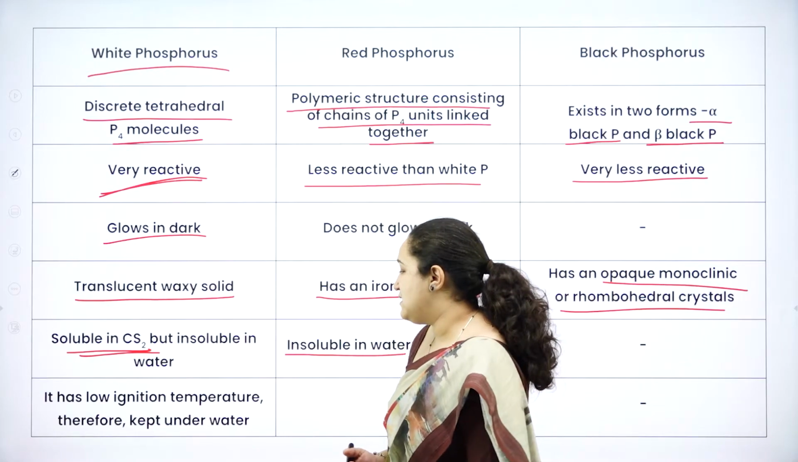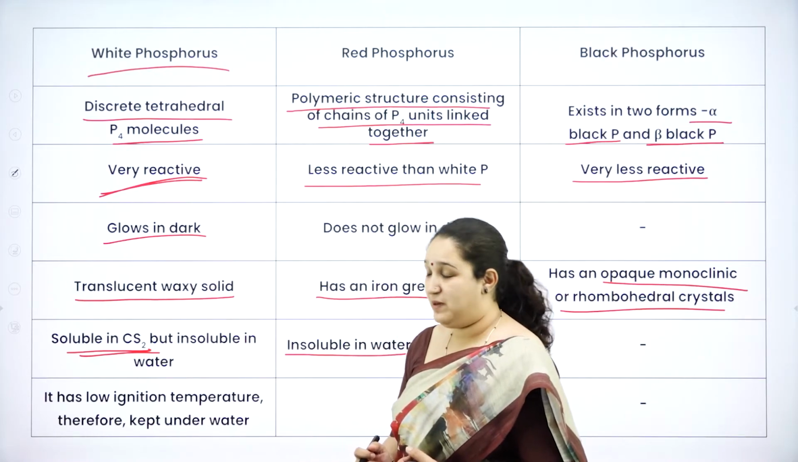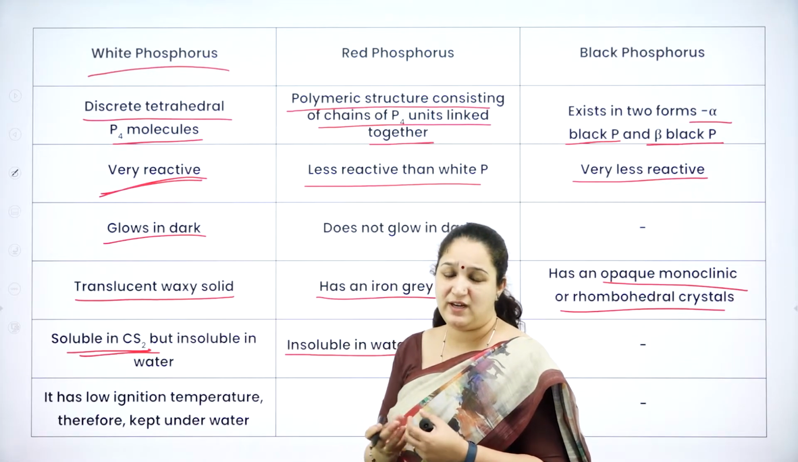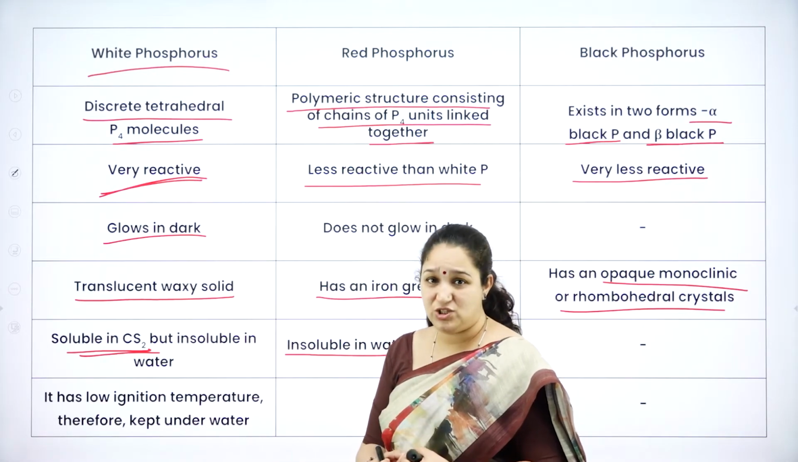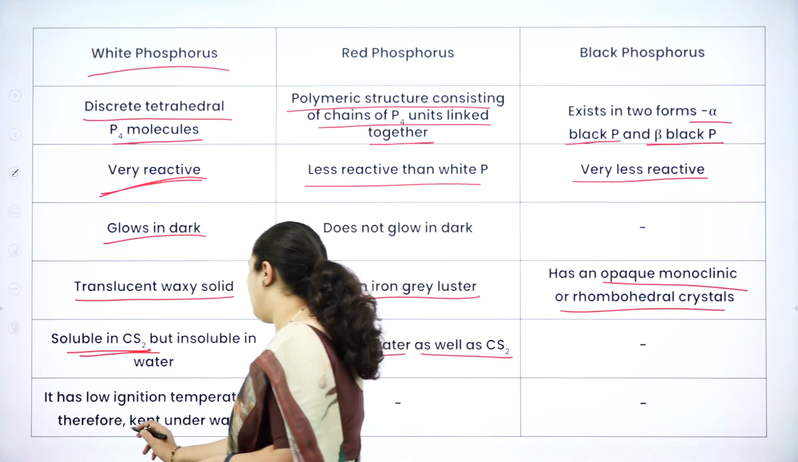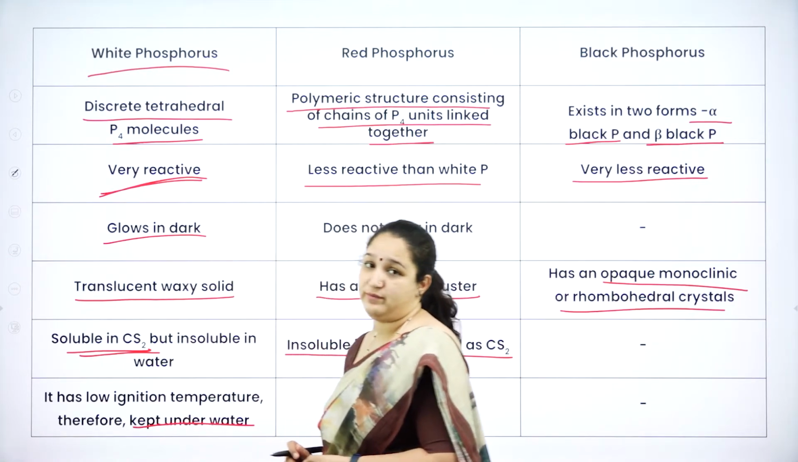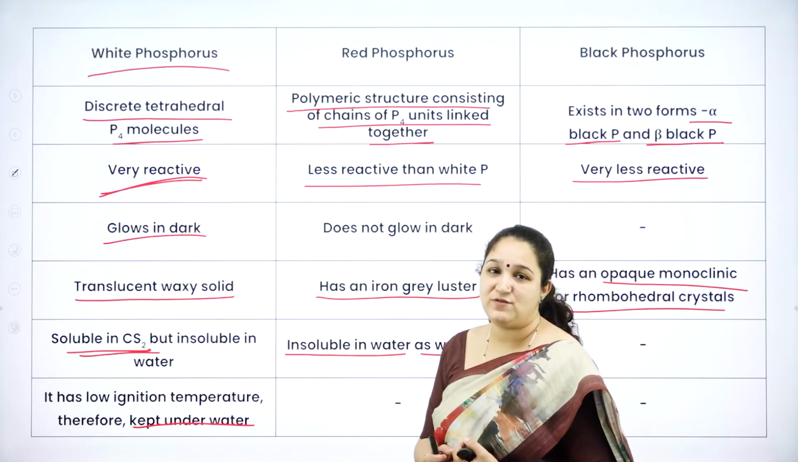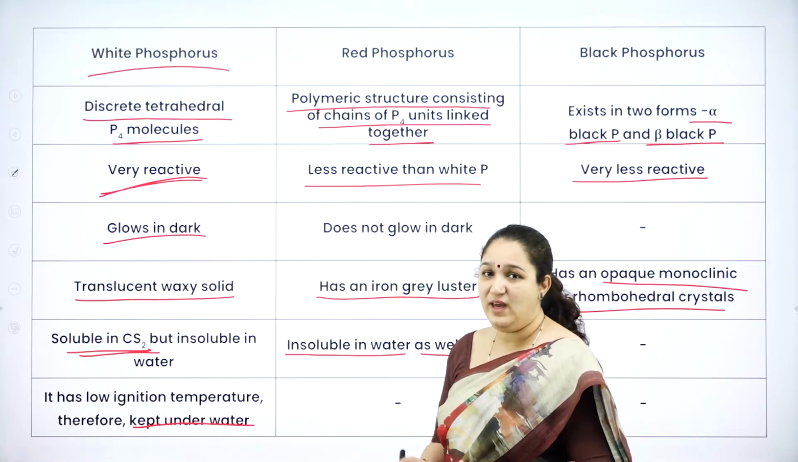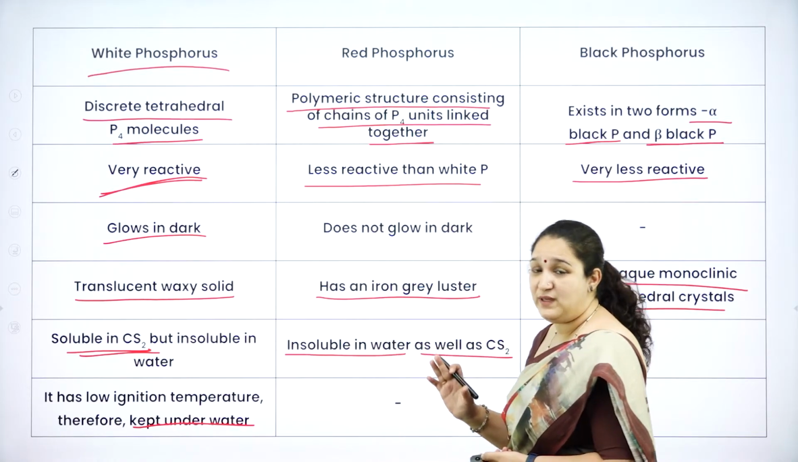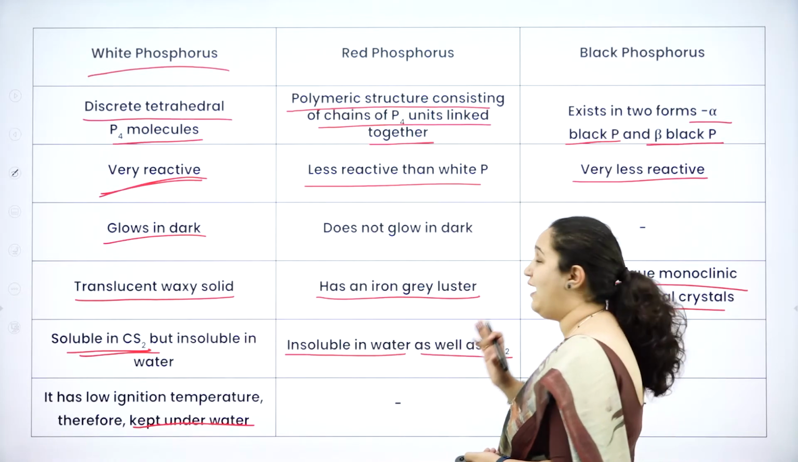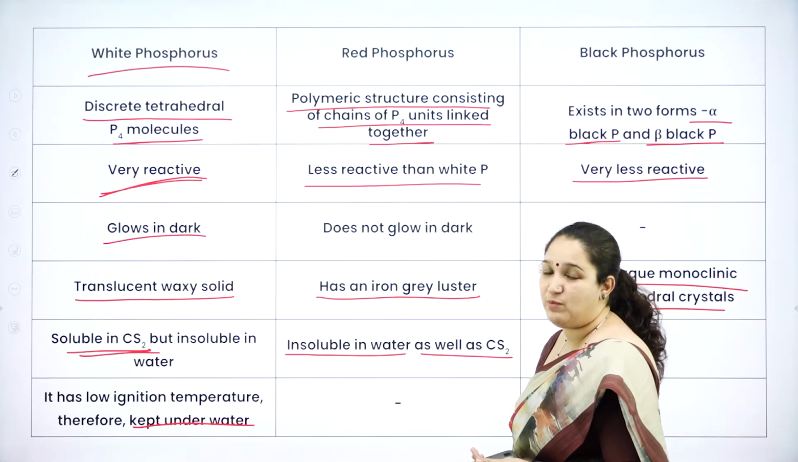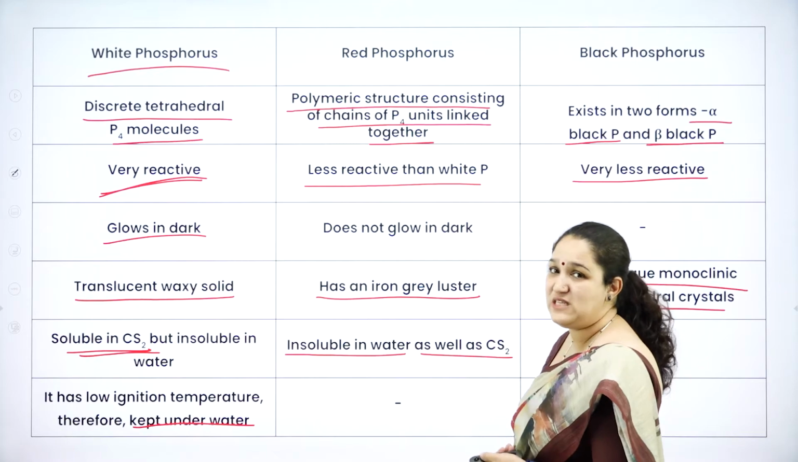Next is about their ignition temperature. White phosphorus can just catch fire. It has a very low ignition temperature and therefore it is stored under water. Whereas red phosphorus and black phosphorus do not catch fire so easily. So that's about the properties of white, red as well as black phosphorus. Further, we have some more chemical properties and the structure which we will study.